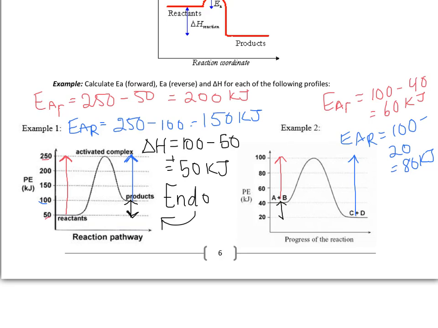Delta H can always be found between reactants and products, and it's always equal to products subtract reactants. Our products happen at 20, our reactants at 40. This gives us a delta H of negative 20 kilojoules. An answer of negative kilojoules lets us know that we have an exothermic reaction. This can also be confirmed by the graph to show that the products are lower than the reactants, telling us that heat has been released.